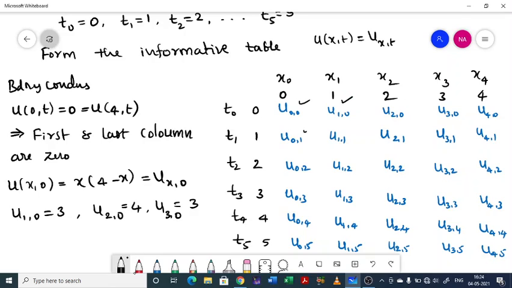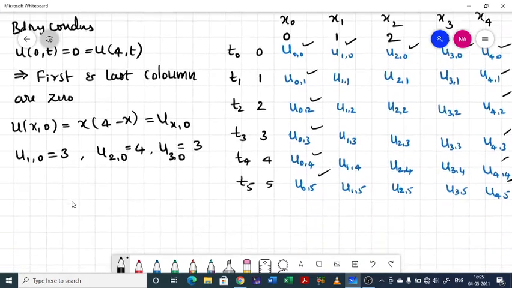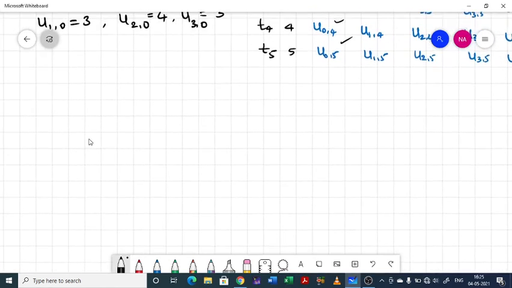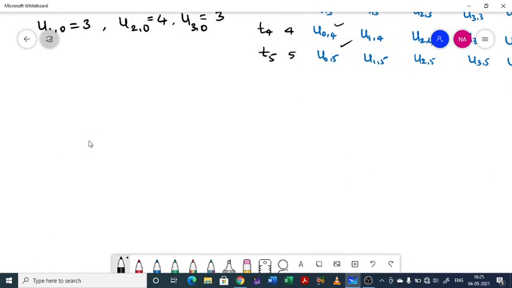So these entries, these values we got, and these also we got. So next we need to determine these 3 columns. For that we have to use the Bender-Schmidt formula. So let us come to this.